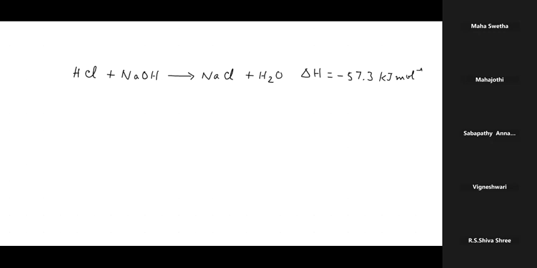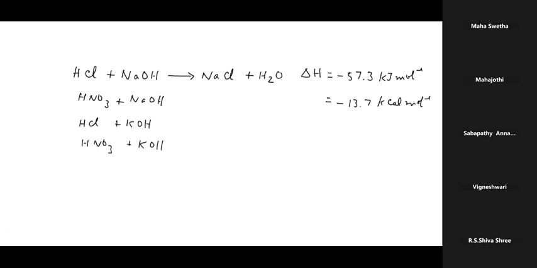or it is minus 13.7 kilocalorie per mole. If you take hydrochloric acid and sodium hydroxide, or nitric acid and sodium hydroxide, or you may take hydrochloric acid and potassium hydroxide, or you can take nitric acid and potassium hydroxide, whatever may be the acid and the base. Only condition is the acid should be a strong acid.